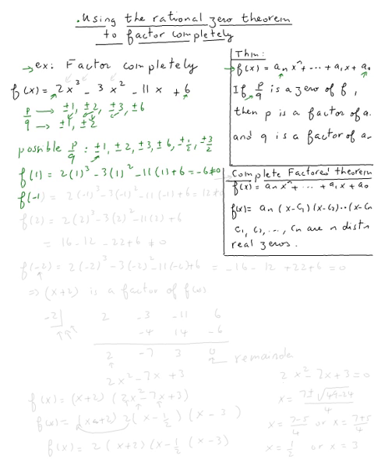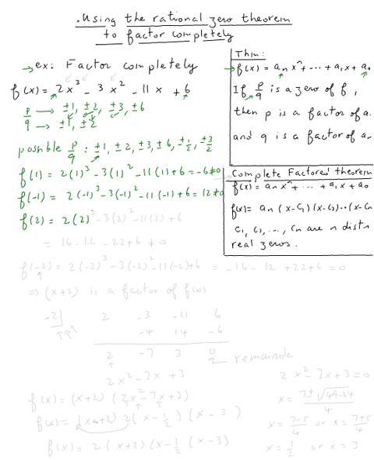Let's do f of negative 1. So f of negative 1 is what? 2 times negative 1 cubed, minus 3 times negative 1 squared, minus 11 times negative 1 plus 6. So that would be minus 2, minus 3, which is minus 5, plus 11, plus 6. That's 12. Not equal to 0 also. Can't use it.